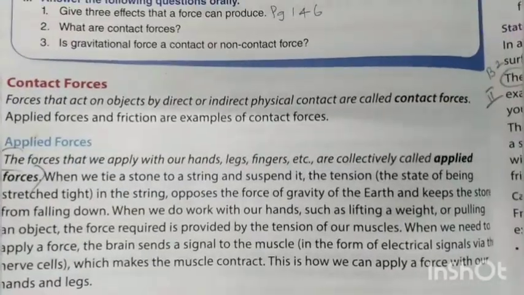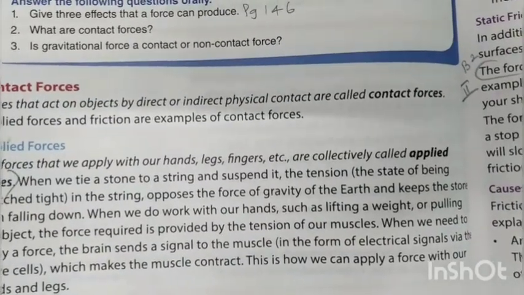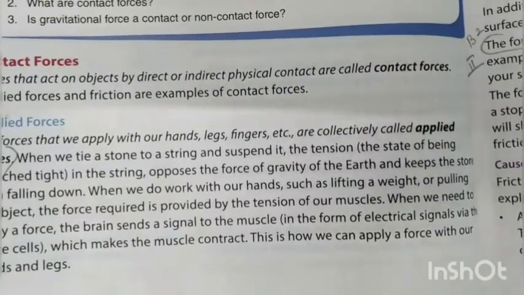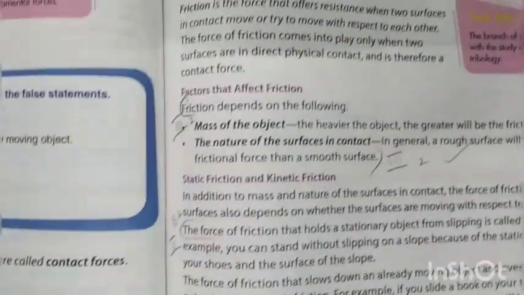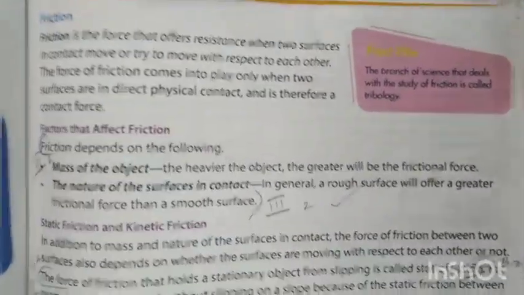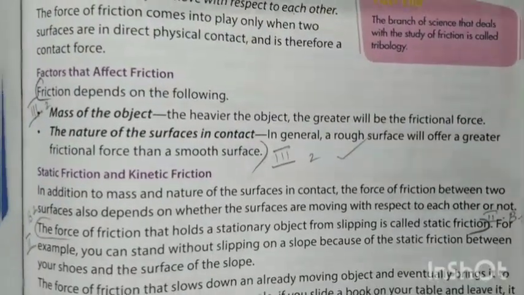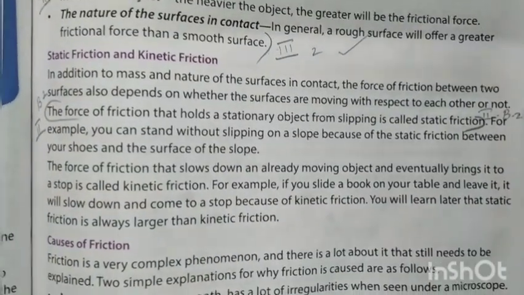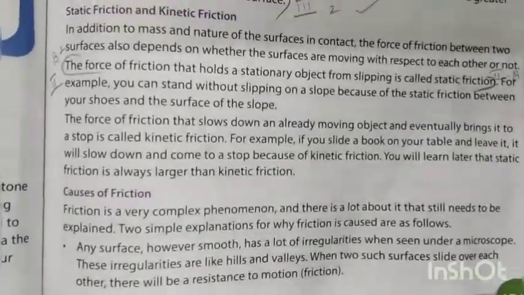The second one is friction. Friction is the force that offers resistance when two surfaces are in contact, and move or try to move with respect to each other. Under that we have seen two factors, that is friction depends upon the mass of the object as well as the nature of the surfaces in contact. Next we have seen static and kinetic friction. Then, what are the causes of friction?